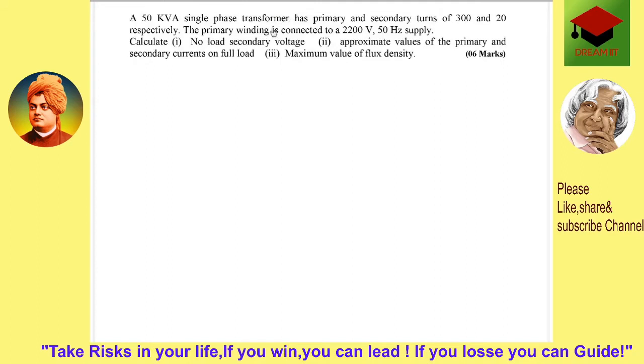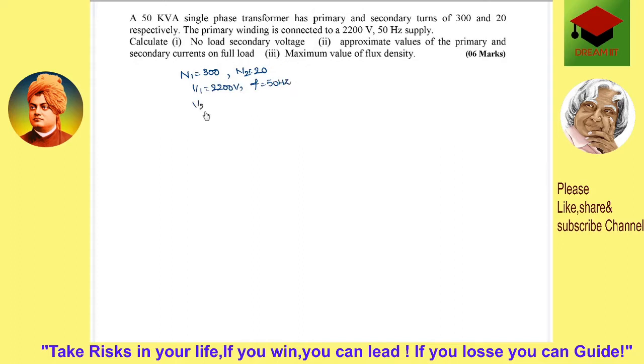Let us see the next problem here also. A 500 kVA single phase transformer has primary and secondary number of turns. Just I am writing the given data. Primary is having 300 turns and secondary is having 20 turns. The primary winding is connected to V1, given as 2200 volts, and frequency is given as 50 Hz. Calculate the no load secondary voltage.